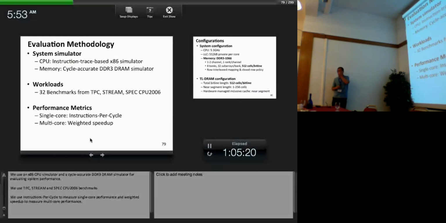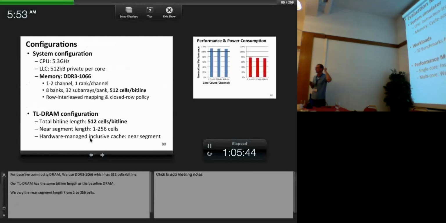So a little bit about evaluation. You asked about the workloads. We have a bunch of workloads from the database suite, transaction processing workloads, streaming workloads, SPEC workloads, as well as random access workloads. It turns out random access workloads are the worst for this kind of architecture. You can imagine why, right? If you're random access, what do you keep in this near segment? That's unfortunate. But I'll show you something else that fares better with random access workloads.